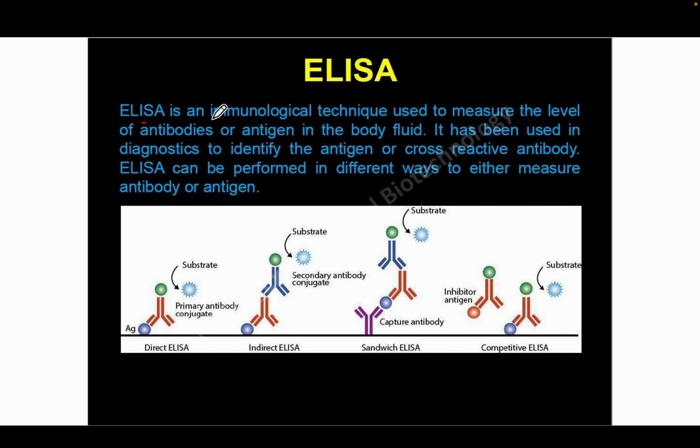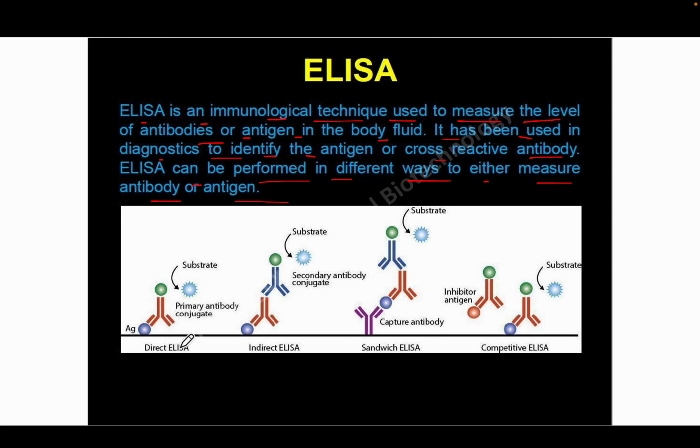Now we'll discuss ELISA. ELISA is an immunological technique used to measure the level of antibodies or antigen in the body fluid. It has been used in diagnostics to identify the antigen or cross-reactive antibody. ELISA can be performed in different ways to measure either antibody or antigen.